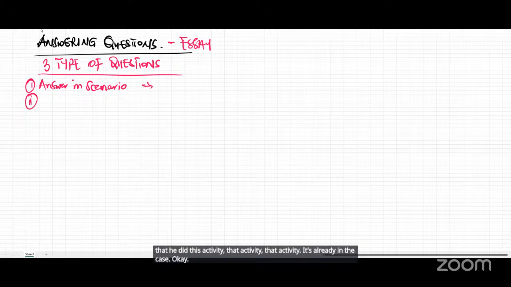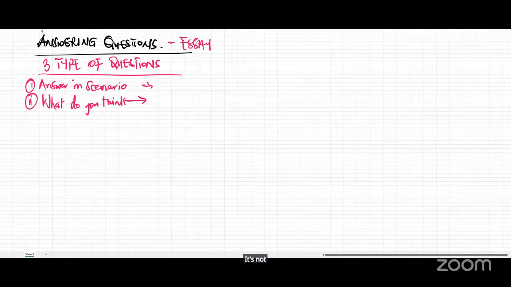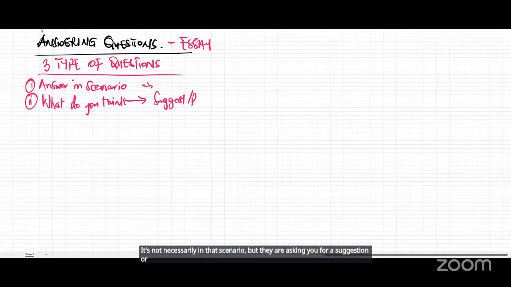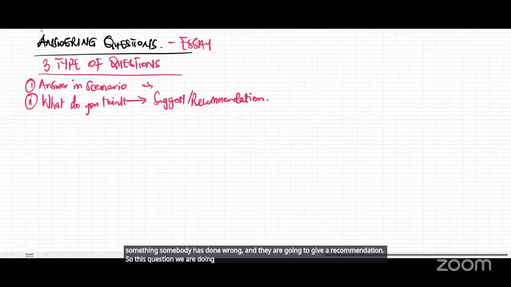Then we have the next type of question, which is the what-do-you-think type of question. This one is not necessarily in the scenario, but they are asking you for a suggestion or a recommendation. You are going to see something somebody has done wrong, and they ask for a recommendation. In this question, you saw the next part: tell us who should bear the recall cost. Do you remember? So it's the what-do-you-think type of question, where you give a suggestion or recommendation.